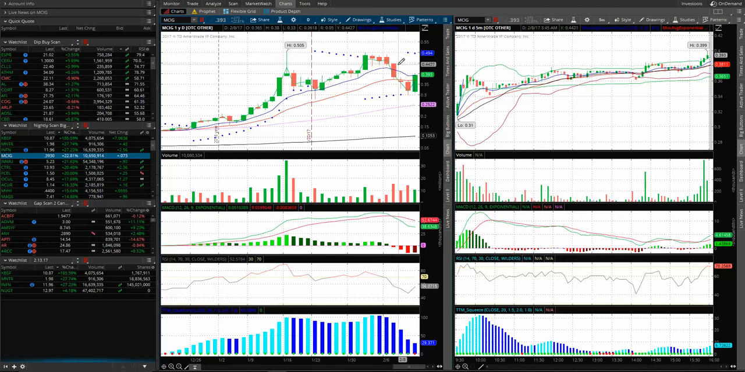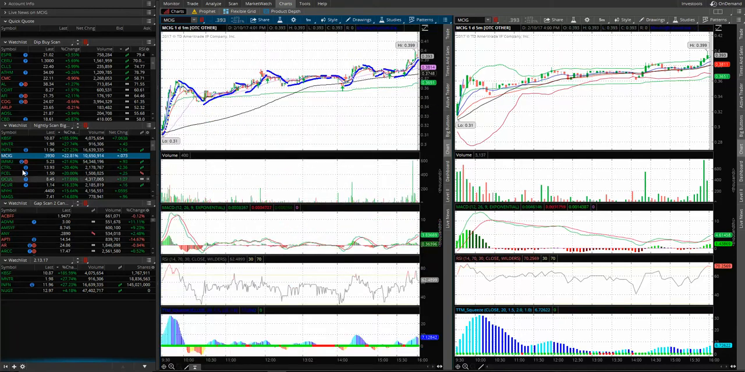If you get a sizable position, you could make a quick 4 or 5 cent scalp on this. I don't know. I'm not gonna put it on my watch list, but you could if you wanted to. Let's keep going.